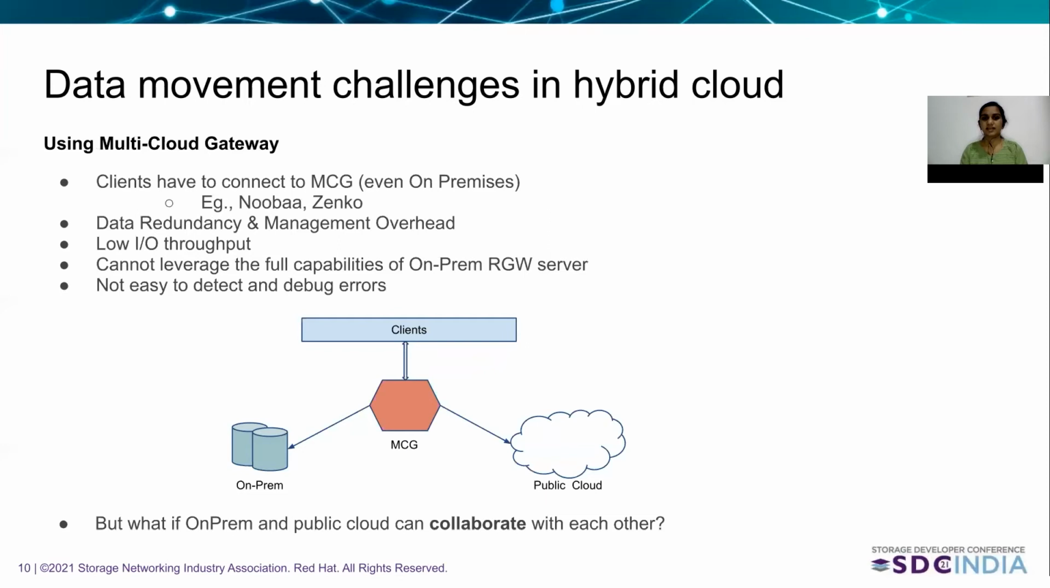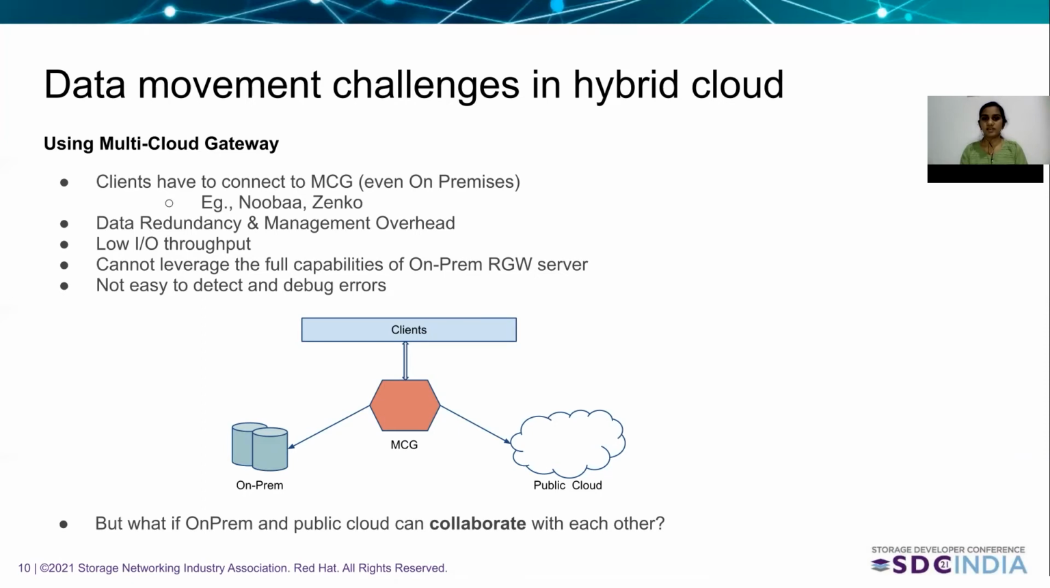Since the clients connect directly to the MCG service, they are limited by the features provided by those multi-cloud gateway providers. And sometimes they may not be able to fully leverage the capabilities of the underlying servers, which in this case are RGW servers.